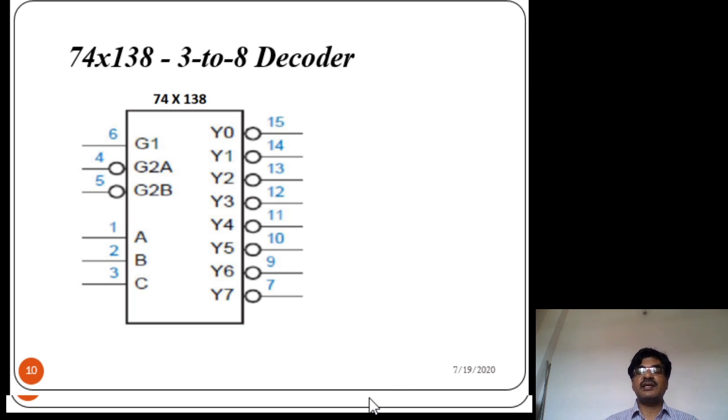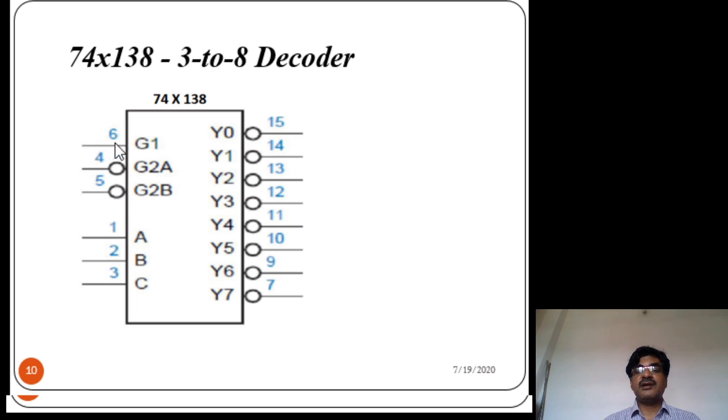What is 74138? A 3 to 8 decoder. IC 74138 is a 3 to 8 decoder. So with reference to this, when this IC is enabled, only then does it show the decoder functionality. So it has 3 enable inputs. What is the data on the enable inputs required to make this IC enabled?